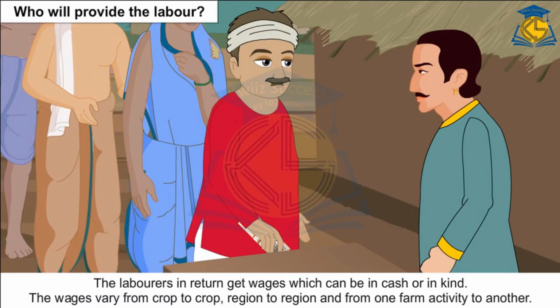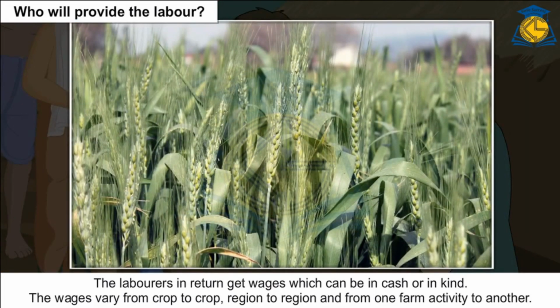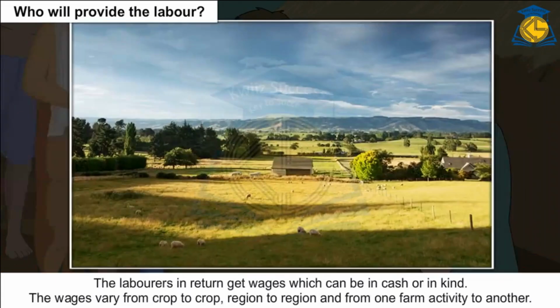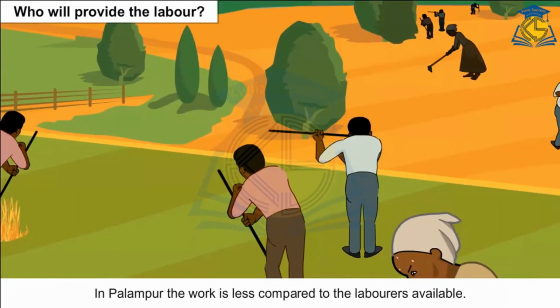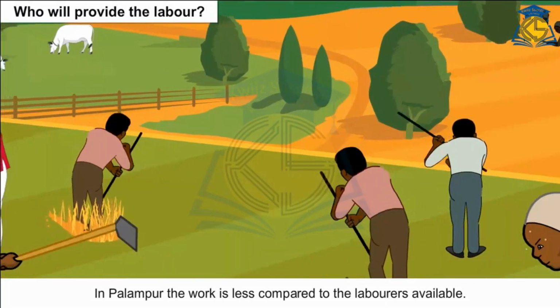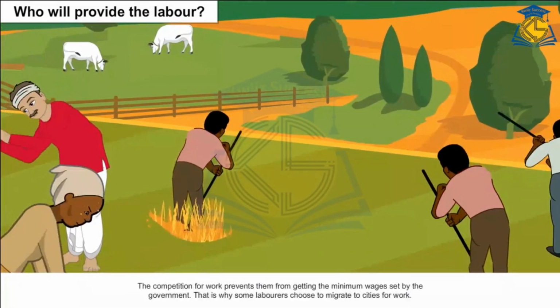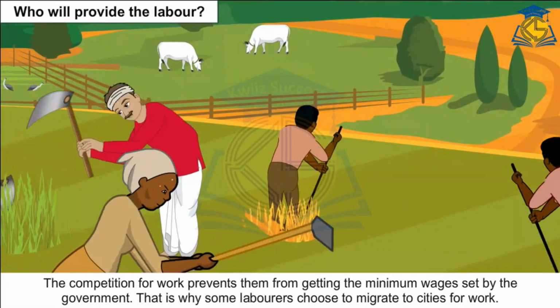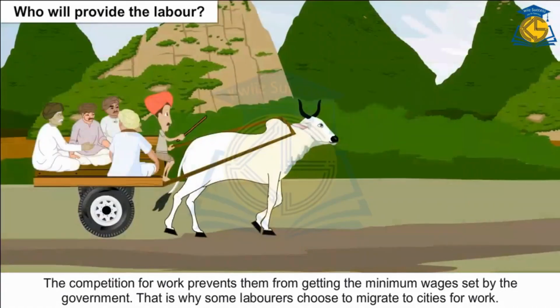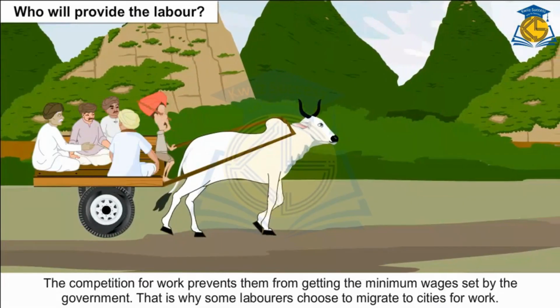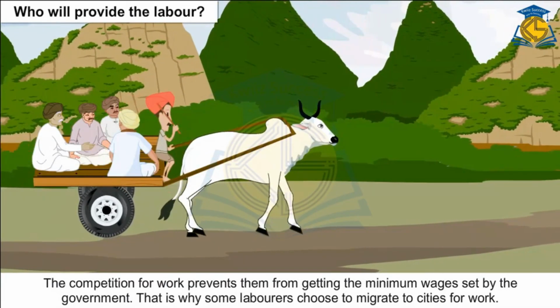The wages vary from crop to crop, region to region, and from one farm activity to another. The duration of employment is uncertain. In Palampur, the work is less compared to the laborers available. The competition for work prevents them from getting the minimum wages set by the government. That is why some laborers choose to migrate to cities for work.